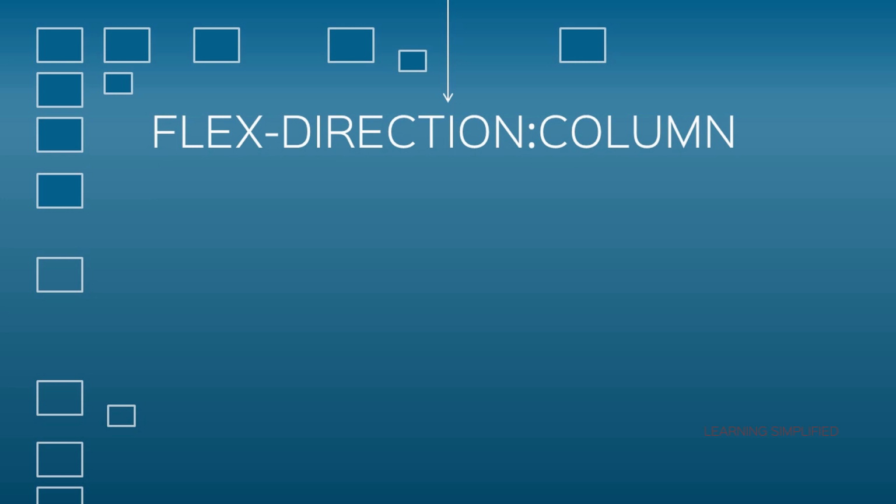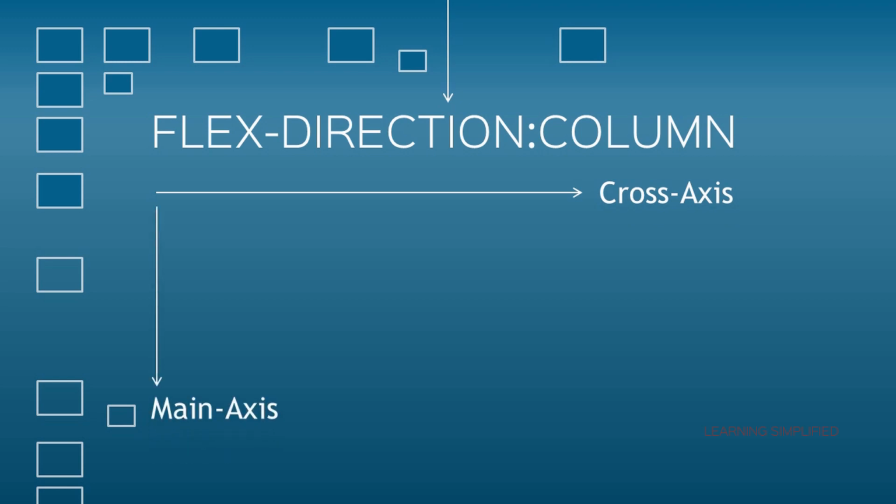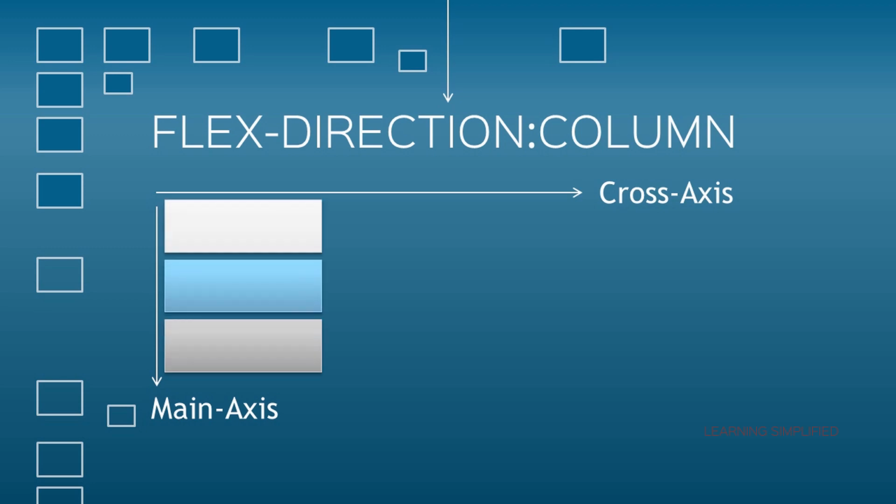But in case of Flex Direction Column, the cross axis will be taking up the horizontal X-axis direction and the main axis will be taking up the vertical Y-axis direction, and the Flexbox elements inside will be taking up a vertical alignment. So this is the thing that we are going to experience in the practical demonstration of this tutorial. So stay tuned.